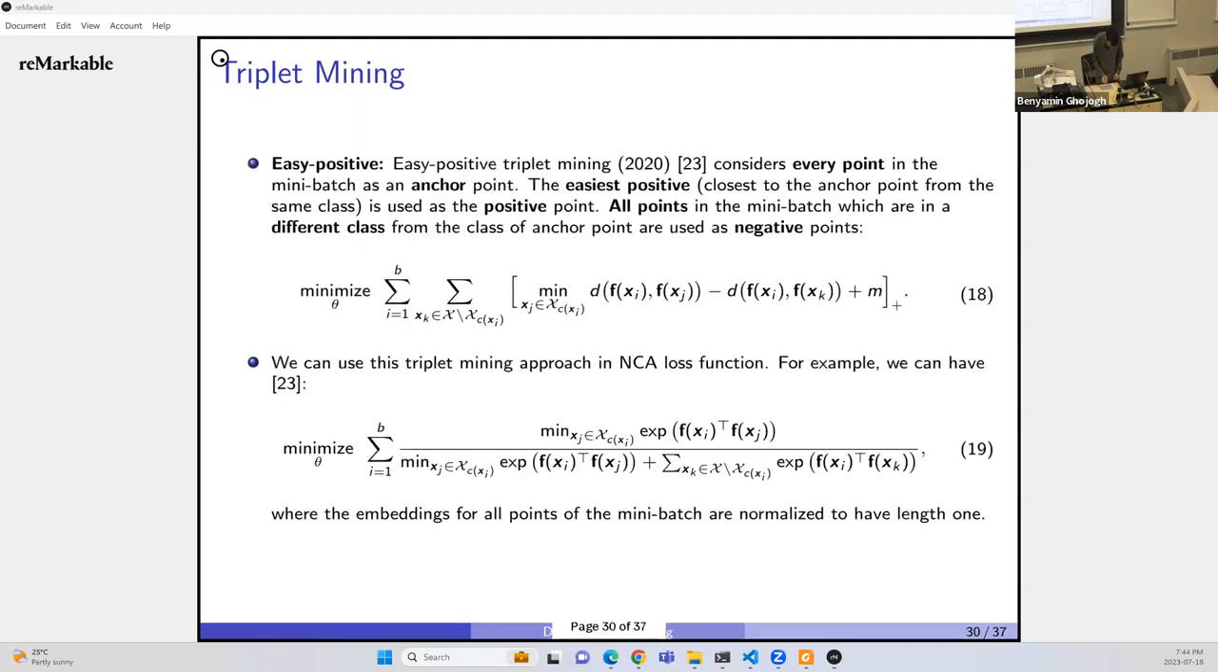Okay, easy positive. It was proposed in 2020. Can you see? They are very close to now. It considers every point as anchor, the easiest positive as a positive point, and all points in the other classes as negative. So for negative, it takes all of the negative points, but for positive, it takes the easiest. And what is the easiest? The closest positive.